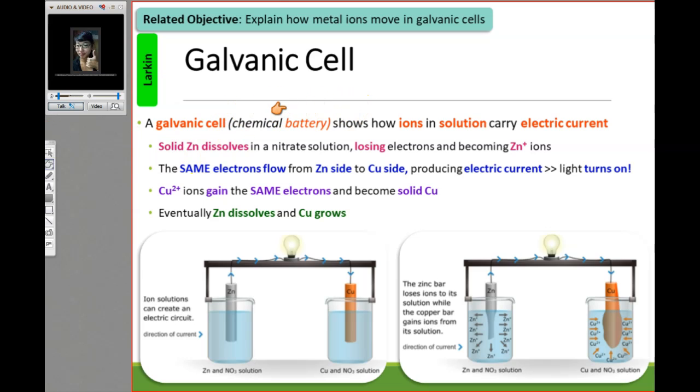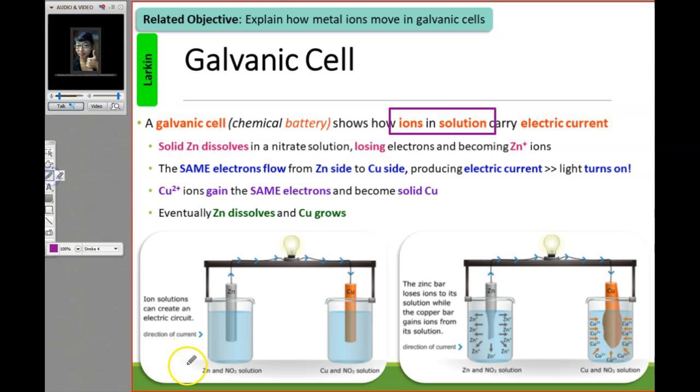So this is important to understand because batteries, as evidenced by the fact that they get all crusty when they get old, have chemicals inside of them. So a galvanic cell is another word for a battery that you might use at home. Galvanic cells actually show how ions in solution can carry electric current. They take advantage of this idea of ions in solution that we've been talking about throughout this lesson. So let's take a look down here.